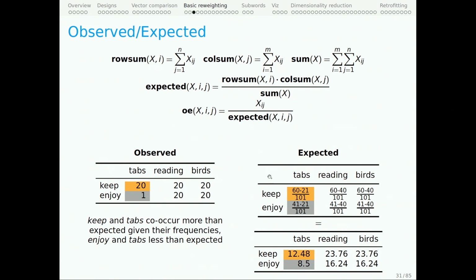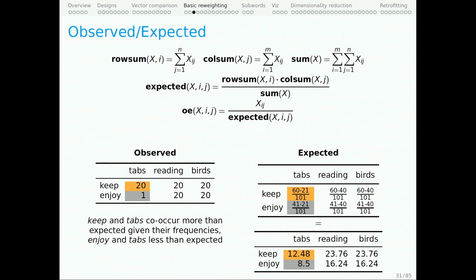That's the count matrix, and when you go through the expected values here, this is the full calculation, you get the result that you were hoping for, in the sense that our expected count for keep and tabs, just given the probability of the row keep and the probability of the column tabs, is like 13, but the actual count is 20. So it's occurring more than we would expect given this null hypothesis.